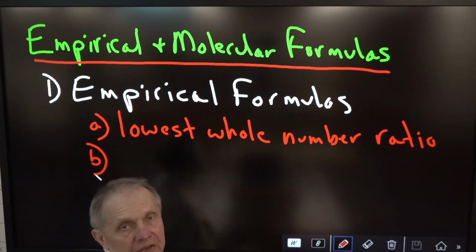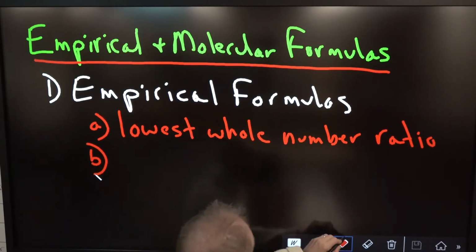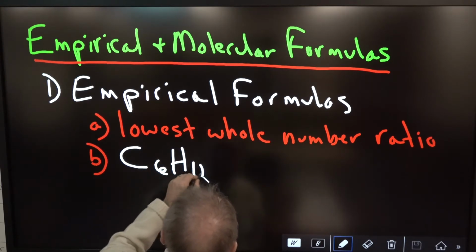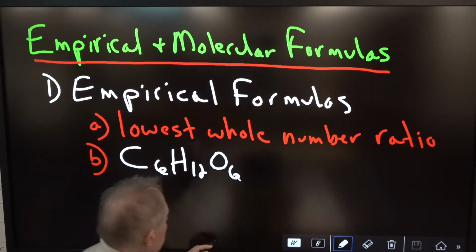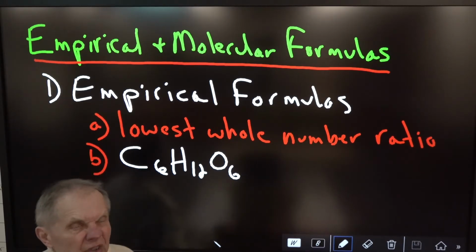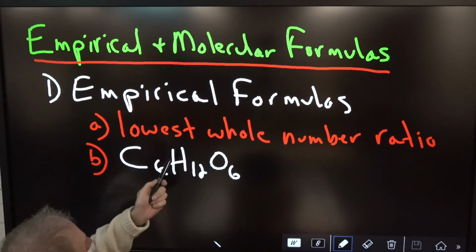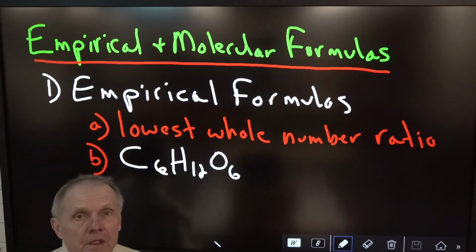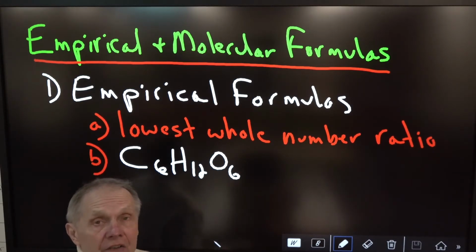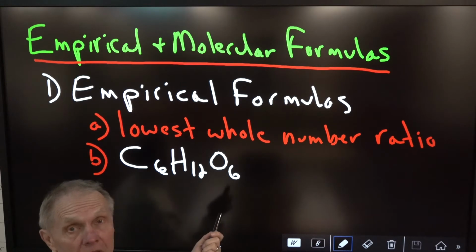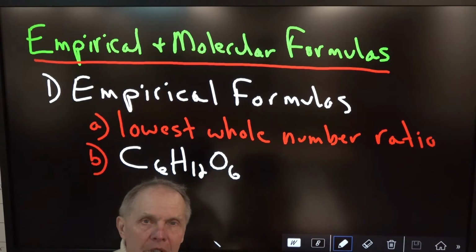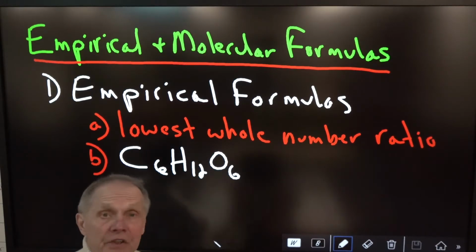So let's take an example. So if we look at C6H12O6, which is glucose, the question is, is that an empirical formula? Well, is it the lowest whole number ratio? No, it's not. So this is not an empirical formula. This is called a molecular formula. A molecular formula is simply a multiple of the empirical.